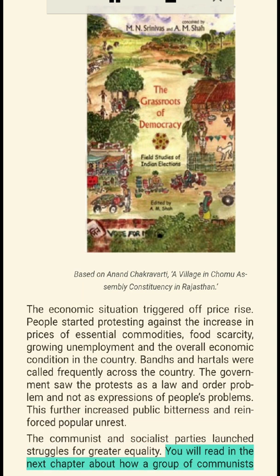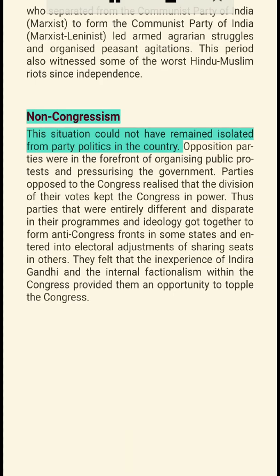The Communist and Socialist parties launched struggles for greater equality. You will read in the next chapter about how a group of communists who separated from the Communist Party of India, Marxist, to form the Communist Party of India, Marxist-Leninist, led armed agrarian struggles and organized peasant agitations. This period also witnessed some of the worst Hindu-Muslim riots since independence.